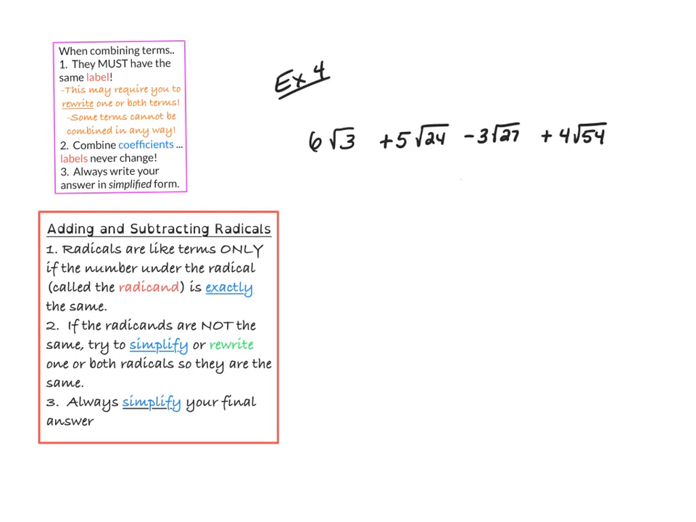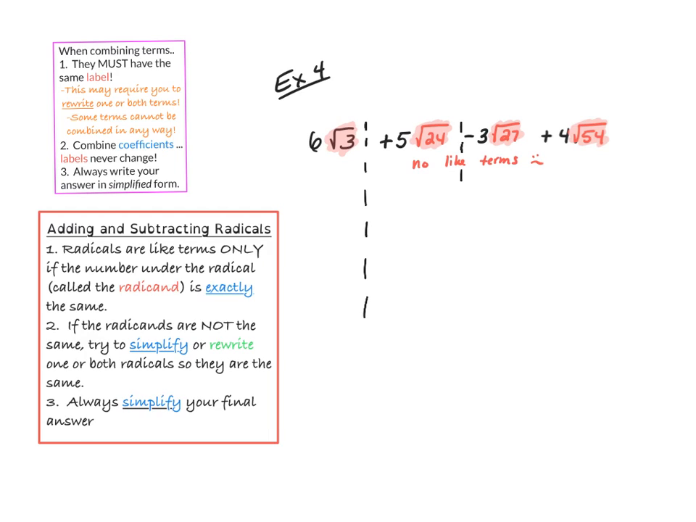So our last example involved just a few more terms, but the first thing we should check when we're combining is if anything has the same label. So this has a label of root 3, this has a label of root 24, this label has root 27, and this label is root 54. So the first thing that we should notice is right now there are no like terms. None of the numbers under the radical are the same. But that doesn't always mean that we can't do anything. This may require us to rewrite them. So we should go ahead and try to rewrite as many of these as we can.